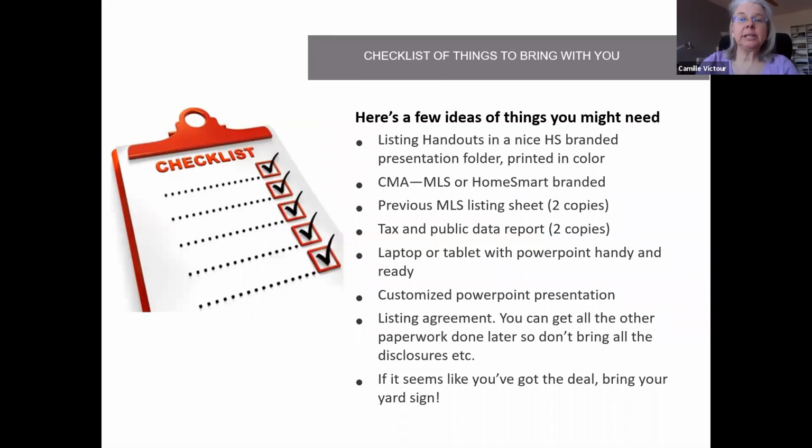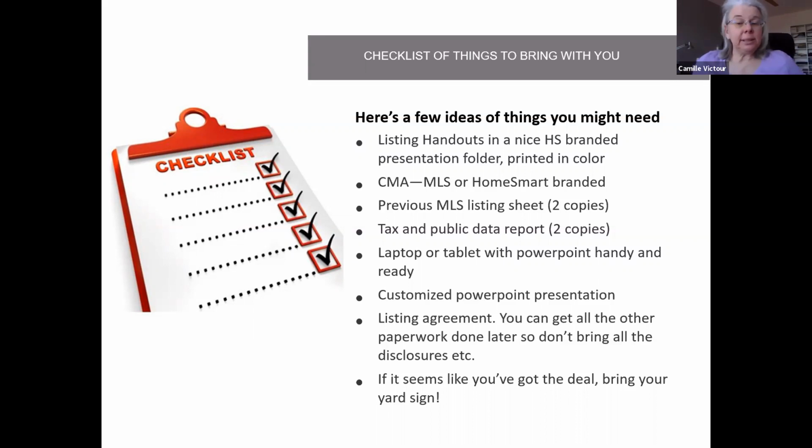All right. Here's a checklist of things to bring with you. The listing handouts in a nice branded HomeSmart presentation folder and printed in color, not black and white. You want to bring the CMA, and I would bring 2 copies, one for them and one for you. The previous MLS listing sheet, 2 copies. Tax and public data report, 2 copies. And your tablet or your laptop with your PowerPoint presentation ready to go. Have it loaded in there and ready to go. Just click of a button and you can open it up and get started.